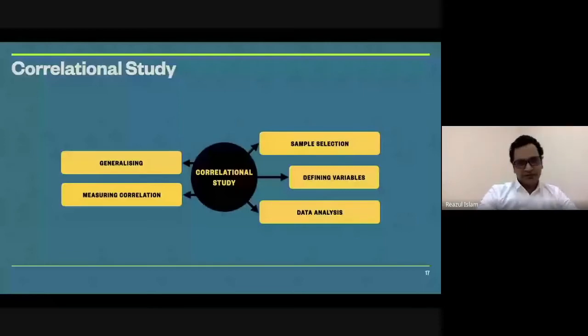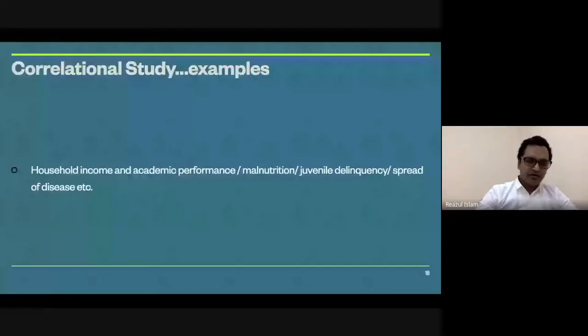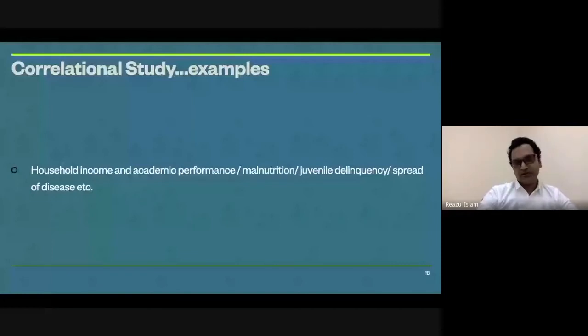So in poverty, we can see that several issues are correlated. For instance, household income is correlated with academic performance. It is correlated with malnutrition. It is correlated with crime. It's correlated with disease.